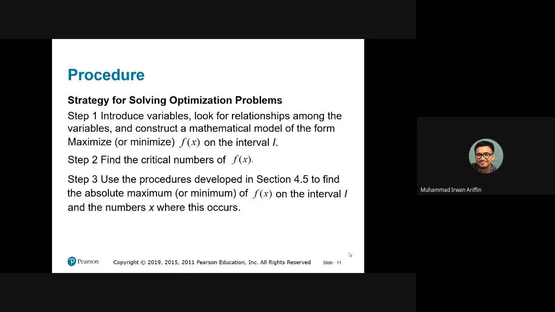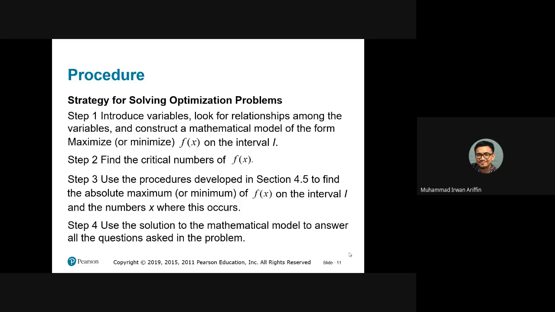Step number 3, you need to refer back to the procedures developed in section 4.3. This is theorem 3, which basically summarizes everything. We need to first do the first derivative and then do the second derivative test, to find the absolute maximum or minimum of f(x) on the given interval, and the values of x where this occurs.